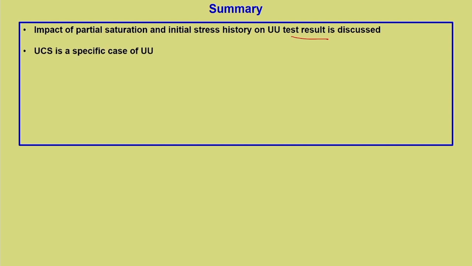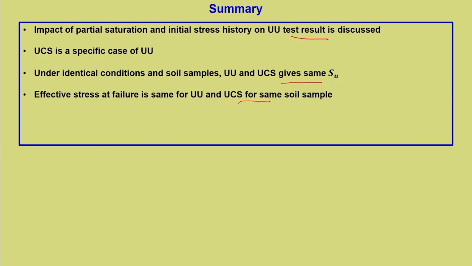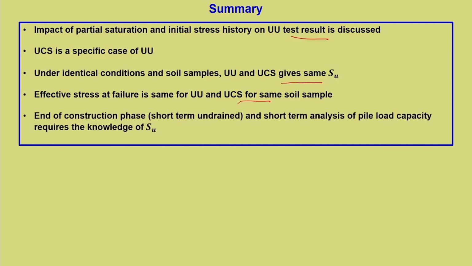UCS is a subset of UU, it is a specific case of UU. Under identical conditions and soil samples, UU and UCS are expected to give same SU. Effective stress at failure is same for UU and UCS for the same or identical soil sample. End of construction phase, which is essentially a short term undrained analysis, and short term analysis of pile load capacity requires the knowledge of SU. So, that is all for the interpretation of UU test results.